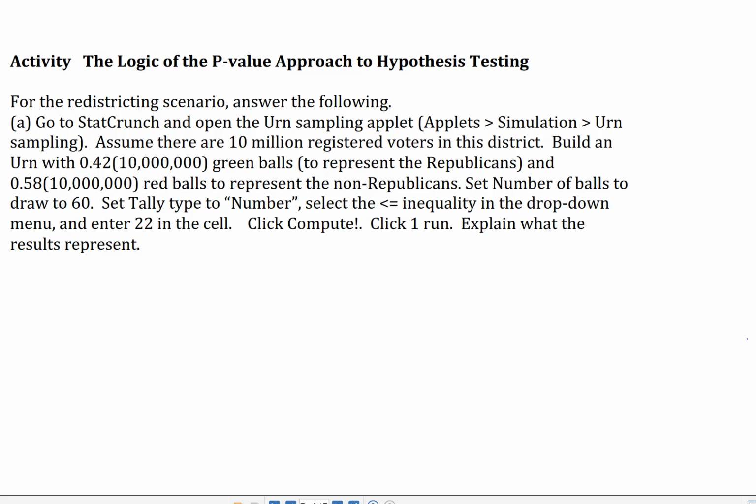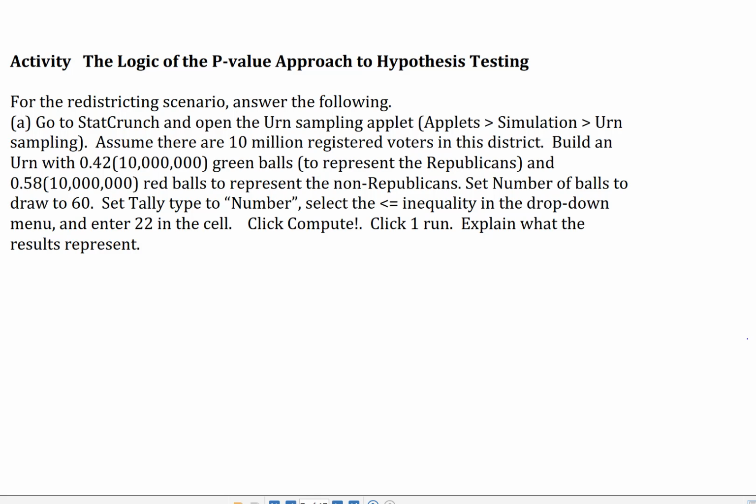So we're going to do this using StatCrunch. The idea here is we're basically going to build a population based on the assumption the statement in the null is true. So let's say there are 10 million registered voters in this particular district. If the statement in the null is true, then 42% of those 10 million registered voters should be Republican, with the remainder not being Republican, being something else.